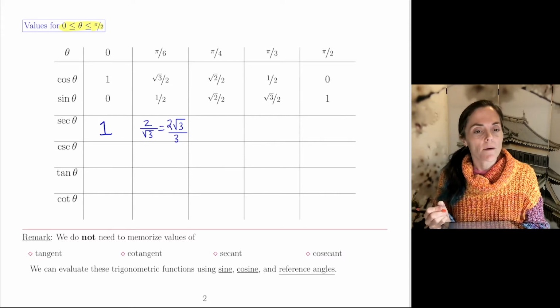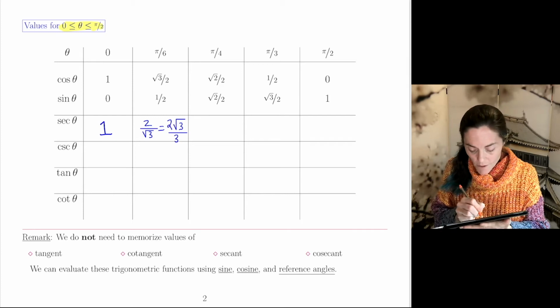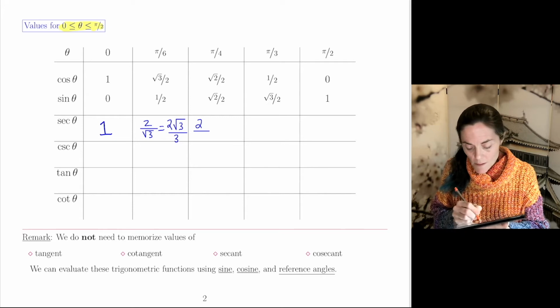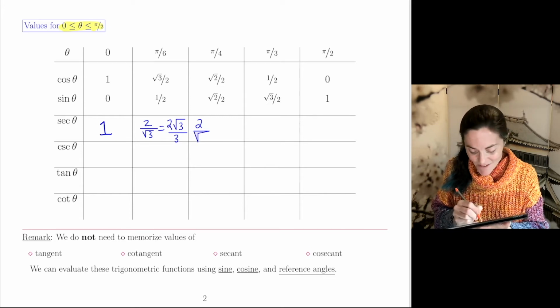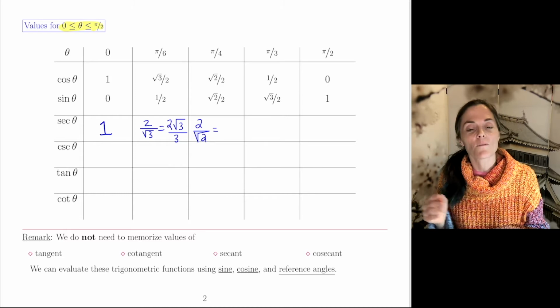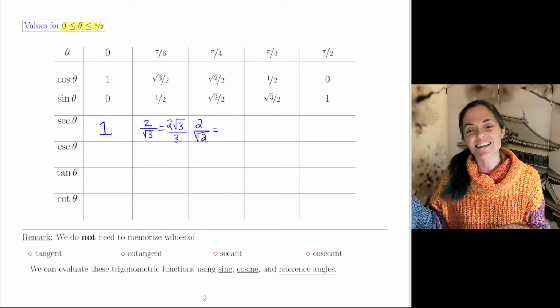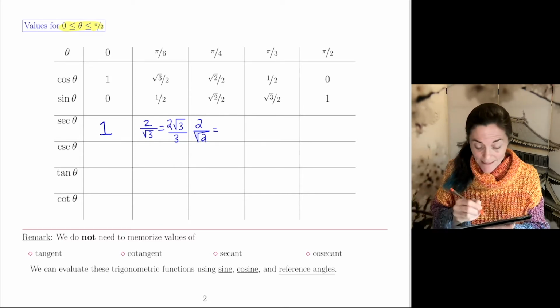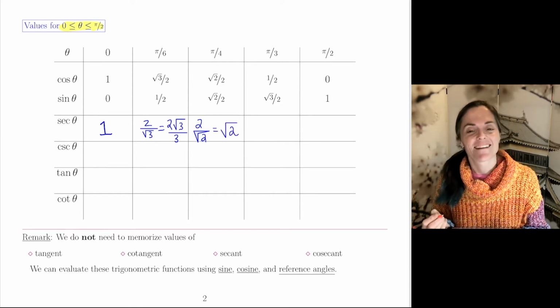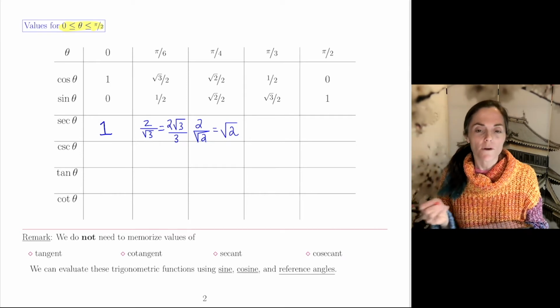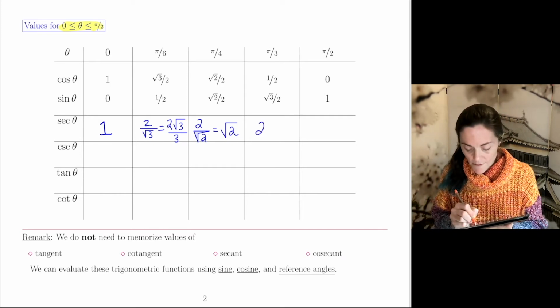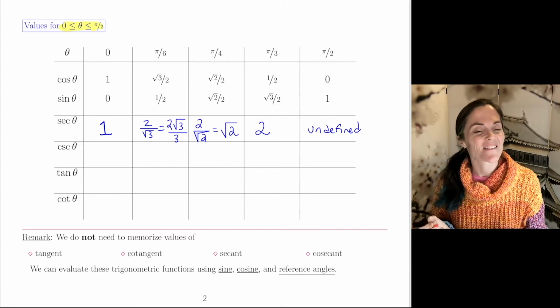Now, pi over 4, we would have, again, 1 over square root 2 over 2. This would be 2 divided by square root 2. But here, if you multiply square root 2 in the denominator, square root 2 in the numerator, we just get the square root of 2. Pi over 3, we take 1 over 1/2, we get positive 2. And here, look, undefined. We cannot divide by 0 in mathematics.